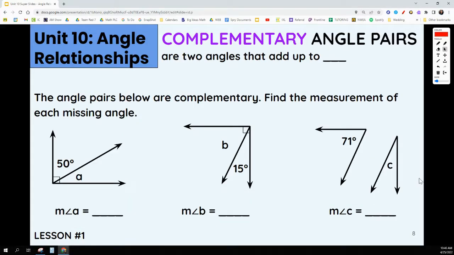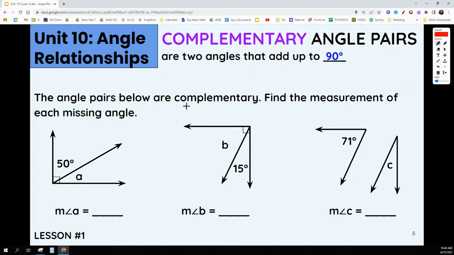Okay, now we're going to talk about complementary angle pairs. Complementary angle pairs are 2 angles that add up to 90 degrees. So think about the sum of things that are 90 degrees. For example, if one angle is 30, the other angle would have to be 60. And together, those are complementary because they add up to 90 degrees. So if 2 angles add up to 90 degrees, they are complementary.